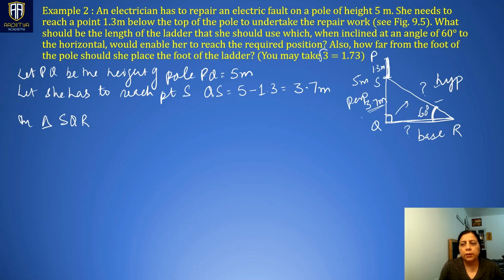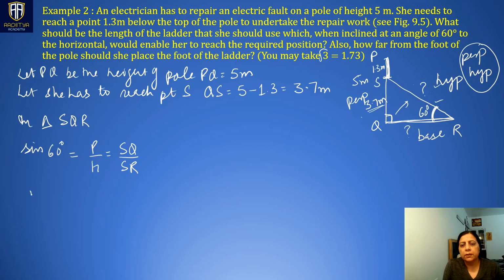Now what is known to us? Perpendicular is known to us and hypotenuse we have to find. What is the basic trigonometric ratio which is related to both? It is sine of that angle. So we can start with sine of 60 degrees. Sine 60 degrees is the relationship between perpendicular and hypotenuse. Perpendicular here is SQ and hypotenuse is SR. Value of sine 60 is root 3 by 2. SQ is the height which is 3.7 and SR we have to find, right?